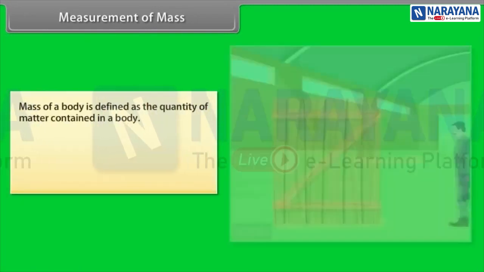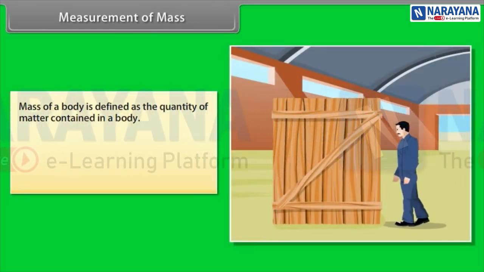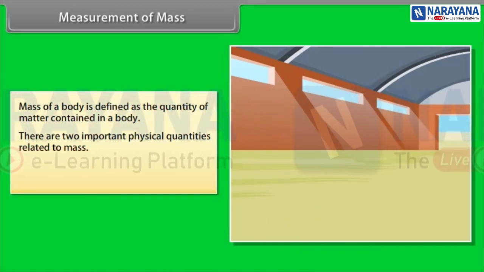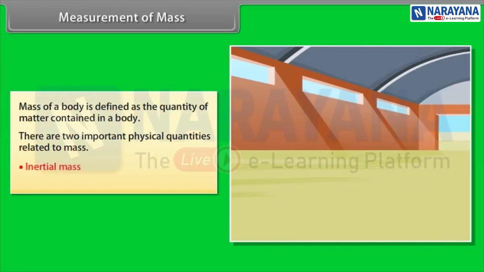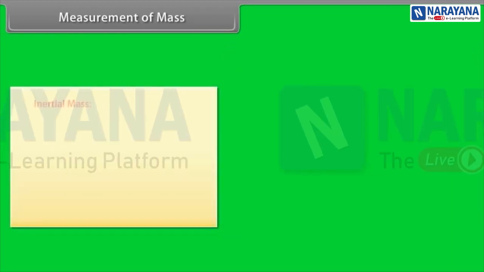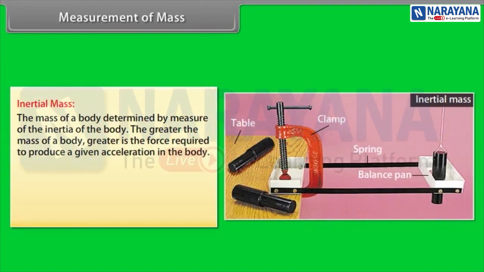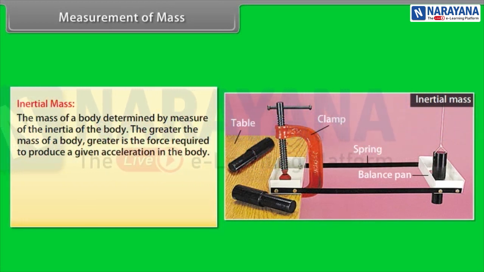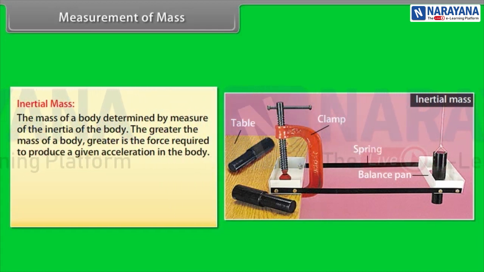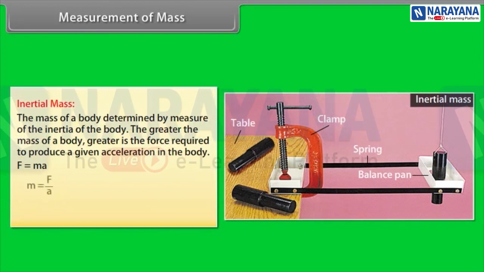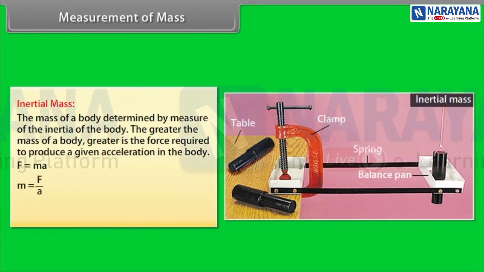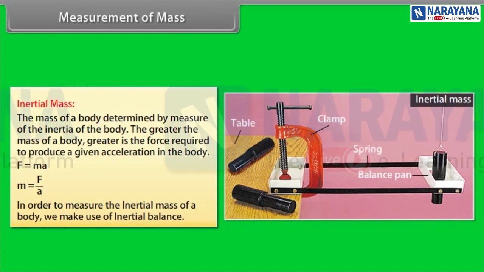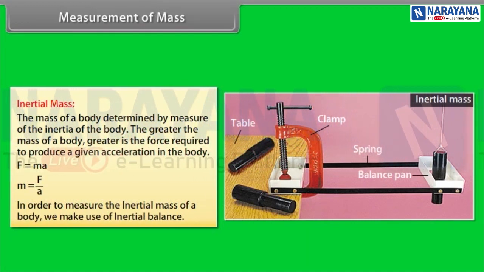Measurement of mass. Mass of a body is defined as the quantity of matter contained in a body. There are 2 important physical quantities related to mass of a body: inertial mass and gravitational mass. Inertial mass. The mass of the body is determined by measure of the inertia of the body. The greater the mass of a body, the greater is the force required to produce a given acceleration in the body. F = ma or m = F/a. Thus, a very heavy body has a larger inertial mass than a light body. In order to measure the inertial mass of a body, we make use of inertial balance.